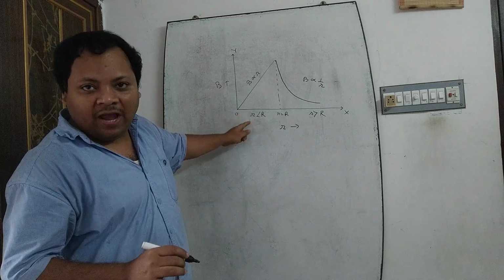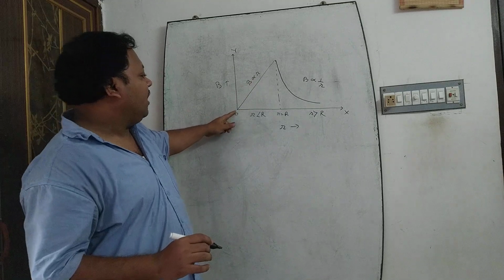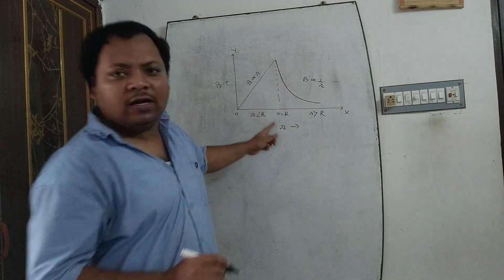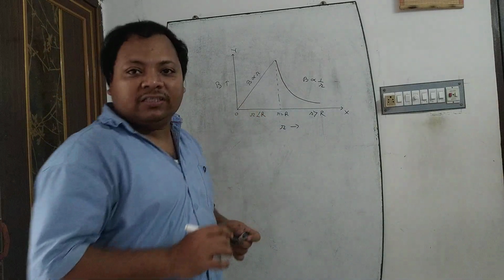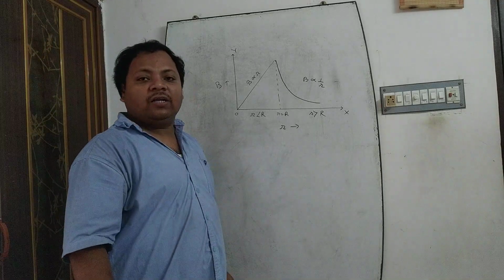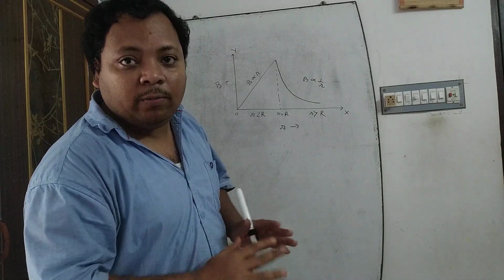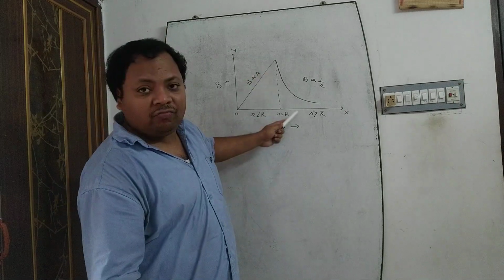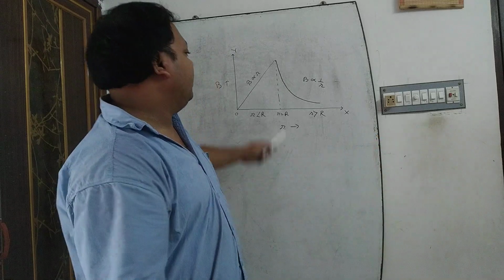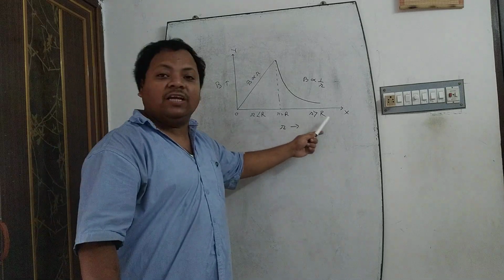Inside the wire, B is directly proportional to small r. That is, the graph is a straight line when small r is less than capital R, where capital R is the radius of the wire. When small r is equal to capital R, that is on the surface of the wire, the magnitude of B will be maximum, and after that the magnitude of B decreases with r. That is, B is inversely proportional to r when small r is greater than capital R.